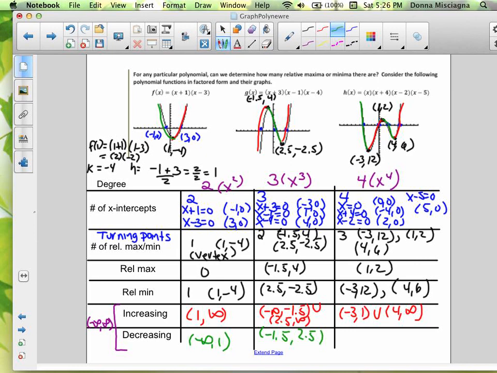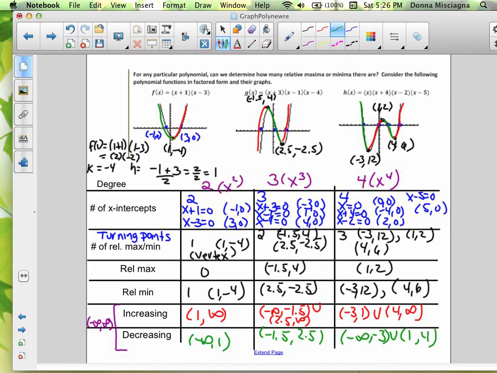Right, and where am I decreasing? Well, right off the bat, we're decreasing. This is the exciting roller coaster. You start decreasing right away. So negative infinity, and then we stop decreasing at negative 3. And we start decreasing again at 1. And we stop at 4.